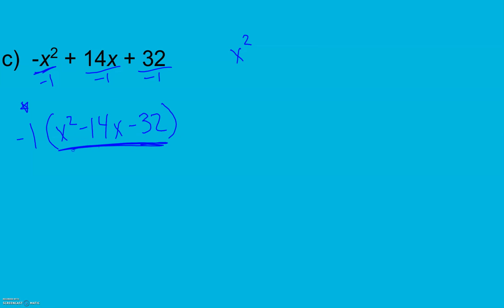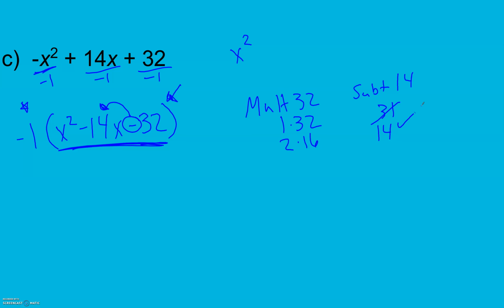Now I can factor this inside part, what I have left after I divide out the negative 1. Again, negative divided by negative is positive, positive divided by negative is negative, positive divided by negative is negative. I'm going to multiply to 32, my last number, and use the sign in the middle here to tell me I'm going to subtract to 14. Options are 1 and 32. Nope. 2 and 16. Yep.